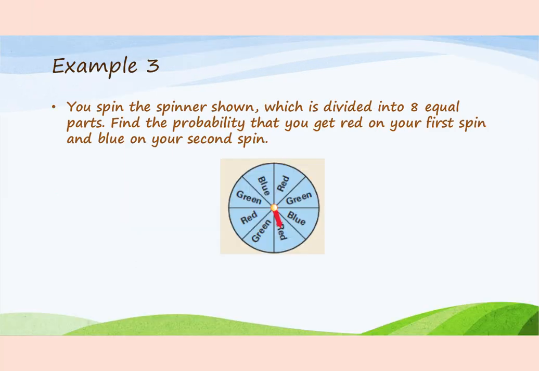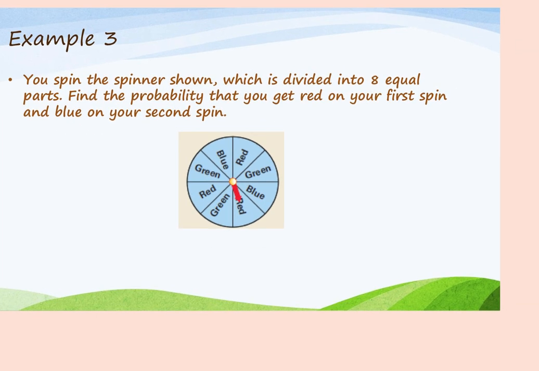All right, example 3. You spin the spinner shown, which is divided into 8 equal parts. Find the probability you get red on your first spin and blue on your second spin. So the first thing we have to figure out is, is this independent or dependent? Independent, right? The spinner does not change after the first one. So if it's independent, we're going to find the probability that we get red the first time, and multiply it times the probability we get blue the second time.